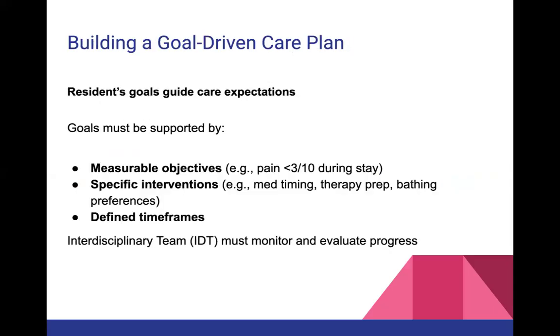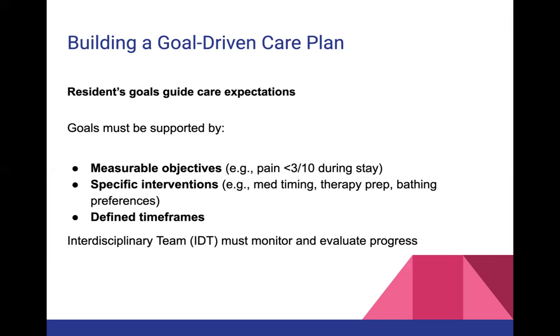So how do we build a goal-driven care plan? Goals must be supported by measurable objectives. So, using pain as an example, you might identify through the assessment that their goal is not necessarily to be pain-free, but maybe just to be at a 3 or below. For specific interventions, the goals must be supported by those as well. Like maybe we don't want to be woken up at 5 in the morning for a blood sugar. So maybe we need to have the timing of that blood sugar being taken a little later, and we would care plan around that if that's outside of what is typically done.